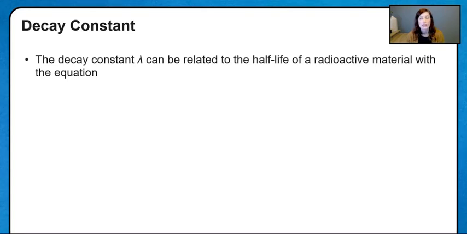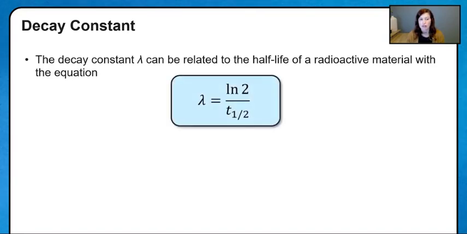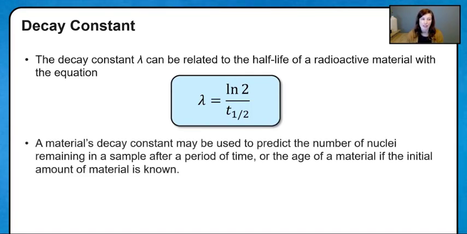All right, let's talk a little bit about the decay constant. The decay constant, lambda, is related to the half-life of a radioactive material using this equation: lambda equals the natural log of 2 over the half-life. A material's decay constant is just another way we can predict the number of nuclei that are remaining in a sample after a period of time. This is going to come in handy when the time is not exactly equal to a half-life.